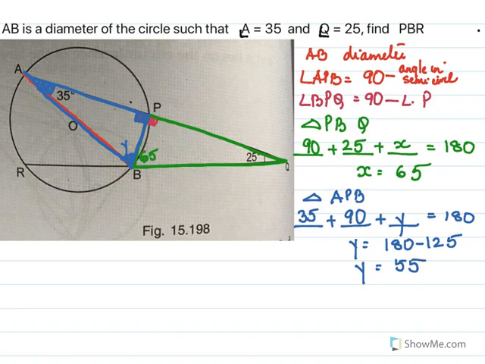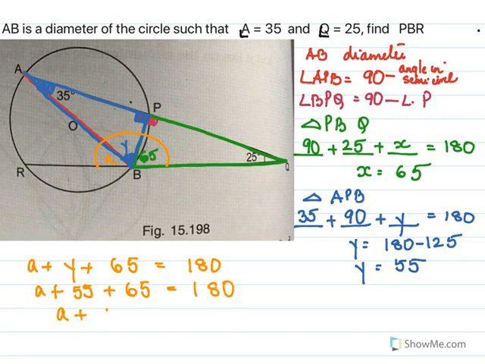Now if I want to find this angle, say A, I know the sum of this is 180. So A plus y plus 65 equal to 180. A I don't know, y I know is 55, plus 65 equal to 180. So A plus 120 equal to 180, and your A equal to 60. Then you can find all the other angles that they have asked you.